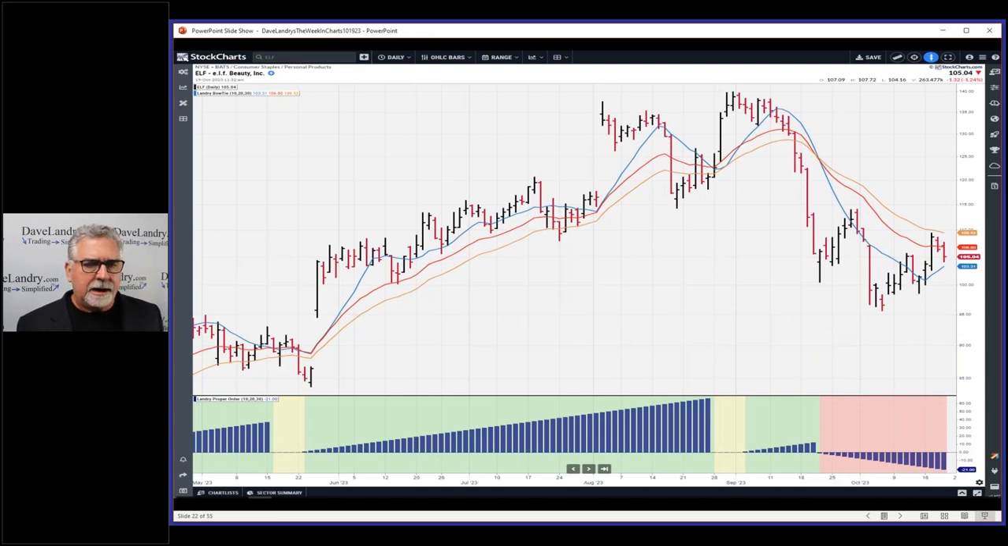So this Elf Beauty was a short in my trading service. So again, 10 was greater than 20, 20 is greater than 30. That's good, right? And then the moving averages begin to meander. And then they went back to good. Well, even though they're back to good, always take a look at the net price movement. And you can see we have a bit of a double top working.